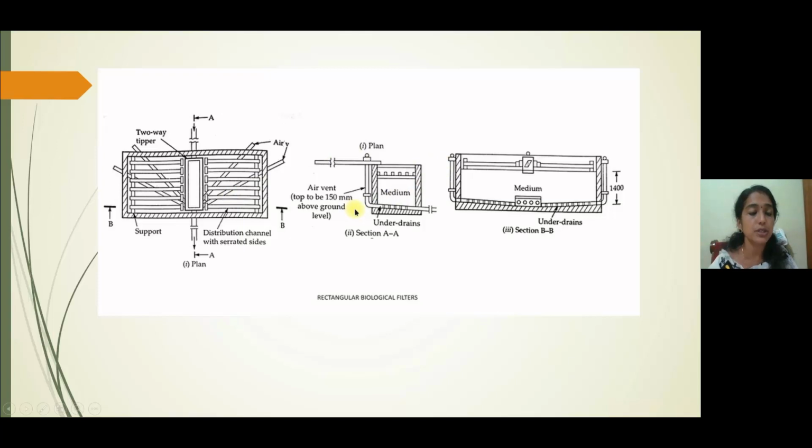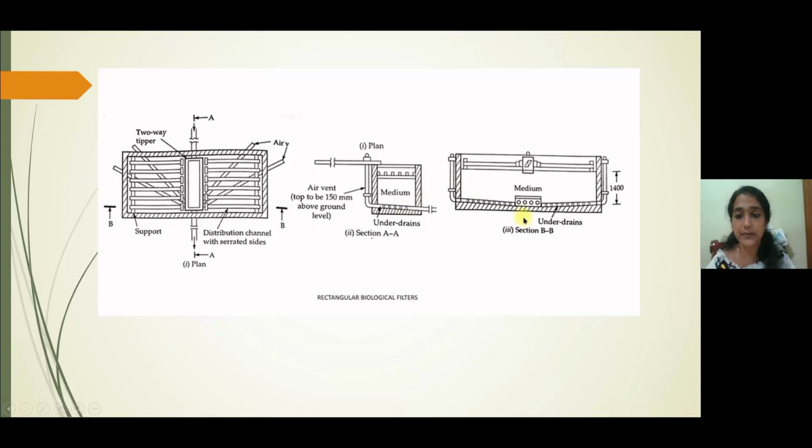The second figure shows the cross section across AA. You can see the slight slope at the bottom of the tank, in order to provide smooth entrance of this filtered water into the under drains, and it will be collected to a common place. The air vent is provided in order to release the gases produced during the aerobic action.